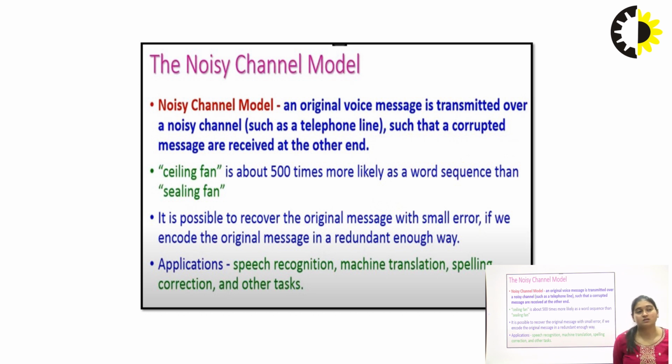A ceiling fan is about 5,000 times more likely as a word sequence than a sealing fan. They are very similar to one another, only there's a difference in spelling, you can say. And it is possible to recover the original message with small error if we encode the original message in a written, robust way. So the applications are speech recognition, MT, spelling correction, and other tasks.